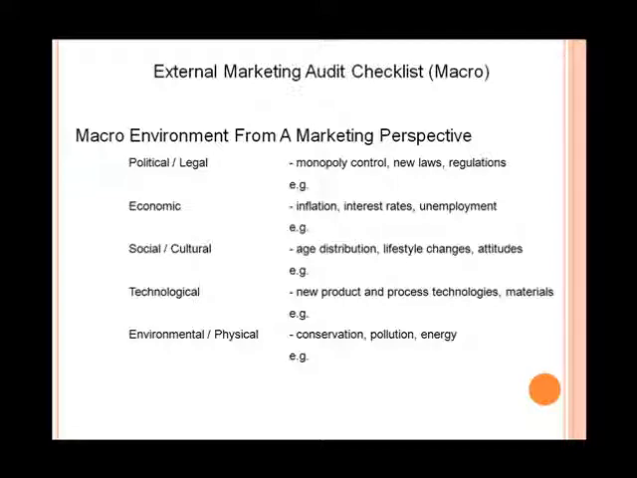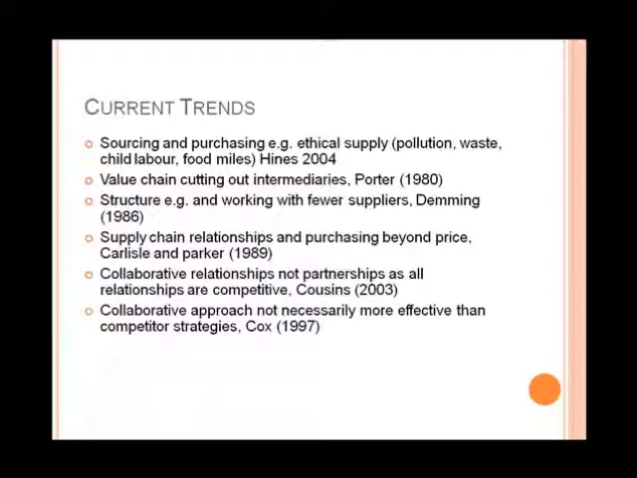So what is there? Use this, when you're doing your research, to find out what your macro influences are for your organization. Current trends, sourcing, purchasing, ethical sourcing is important. Even though it says 2004, it still is. Outsourcing, stuff like that. So what are the trends? What's there?